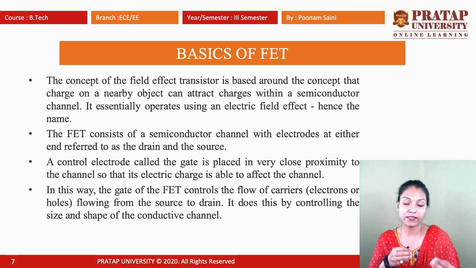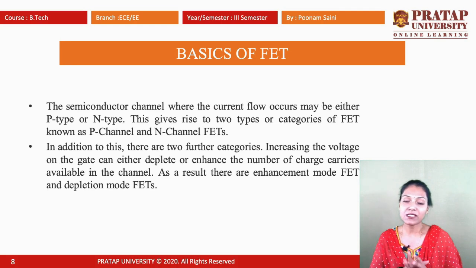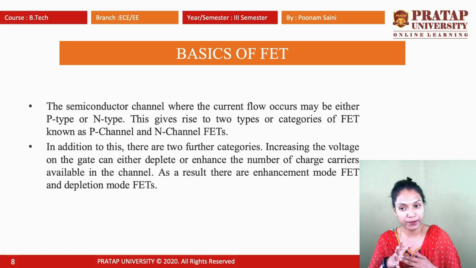What are the carriers? The electrons and the holes are the carriers. So when the gate is placed very close to the channel, it controls the flow of carriers into the channel, flowing from the source to the drain. It does this by controlling the size and the shape of the conductive channel. The semiconductor channel where the current flows may be either p-type or n-type. This gives rise to two categories, p-type FETs and n-type FETs.